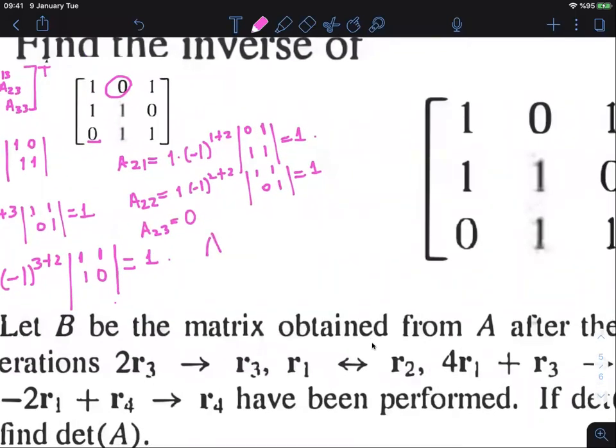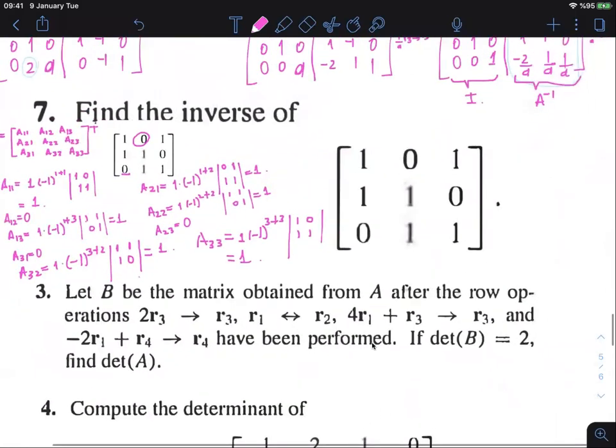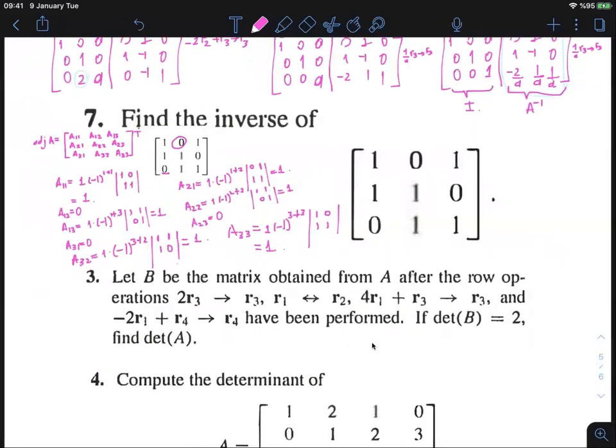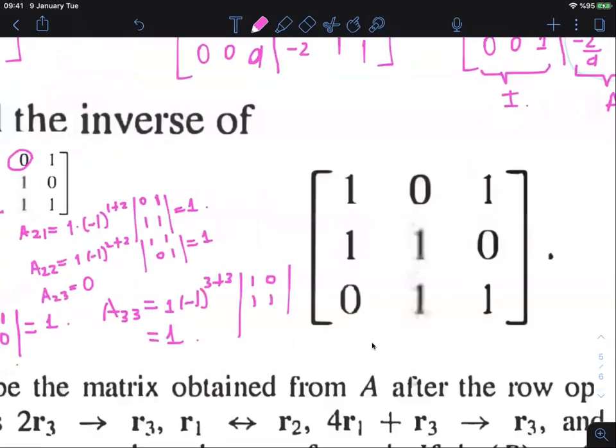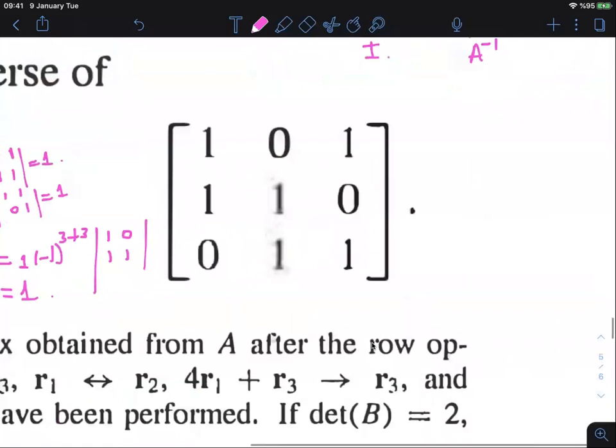The last one is A33. This is again 1 times minus 1 to the power 3 plus 3, and this time it will be 1, 0, 1, 1. So all the cofactors are 1. It was interesting. So we found the Adjugate matrix. What is the Adjugate matrix? So let's write it. Where should we write it? Let's write it here. So what is the Adjugate matrix?